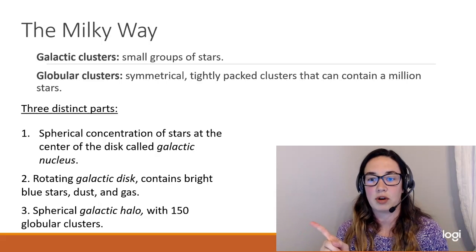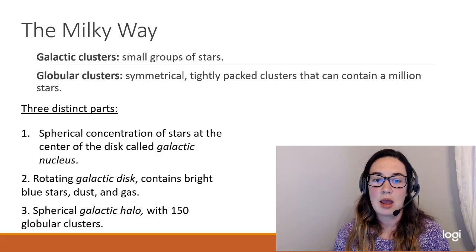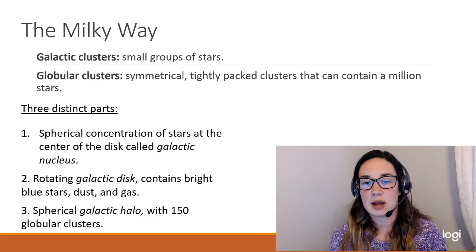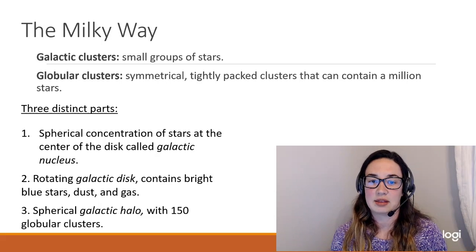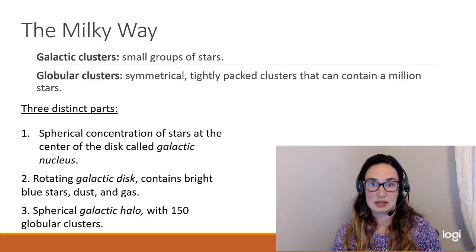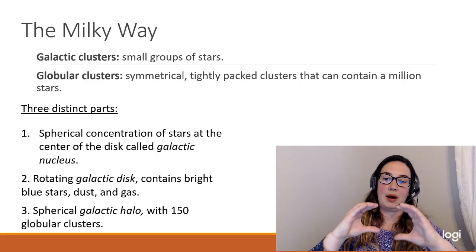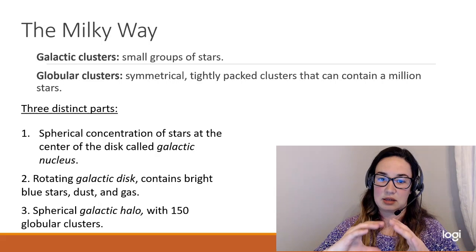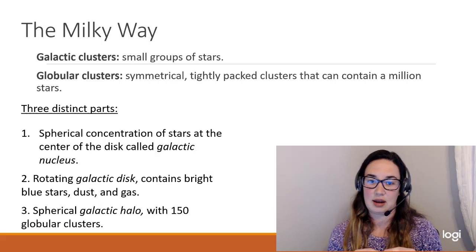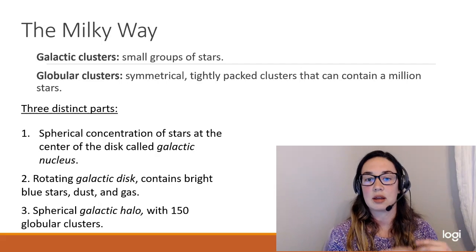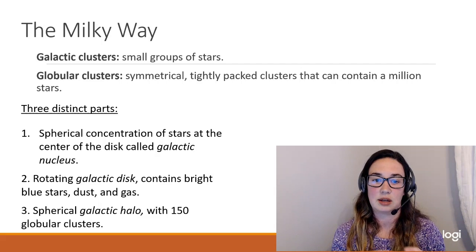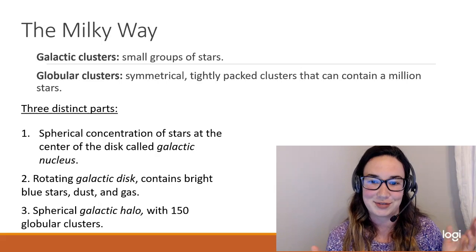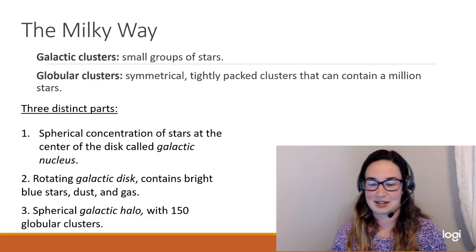and you can see them over on this side of my screen here. The first part is a spherical concentration of stars at the center of the disk, when you think about the Milky Way, and that's called the galactic nucleus. The spherical concentration of stars is at the center of the disk.